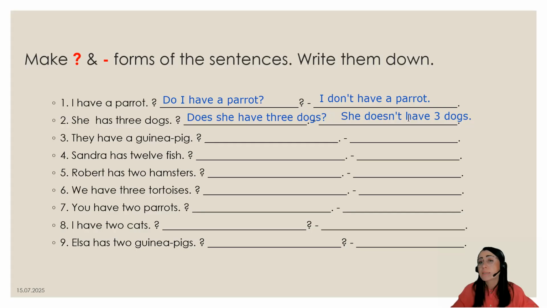And she doesn't have 3 dogs. Again, has becomes have because it is a negative sentence. Has is only for positive form. In negative and questions, we use don't have or doesn't have. Now do the same with sentences from 3 to 9. Pause this video and do this exercise in writing, then check your answers.